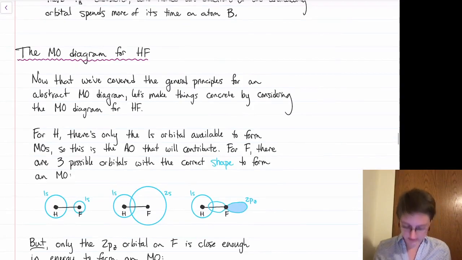So the answer to this question is that there are 3 types of orbitals on fluorine that have the correct shape. One is the 1s orbital. Another orbital with the correct shape would be the 2s orbital on fluorine. And last but not least, the 2pz orbital also has the correct symmetry and shape to be able to form bonding and antibonding orbitals with hydrogen. In my drawing here, I've only shown the bonding combinations, but hopefully you can see for yourself that if we can form a bonding combination, by definition, we can also form that antibonding combination.